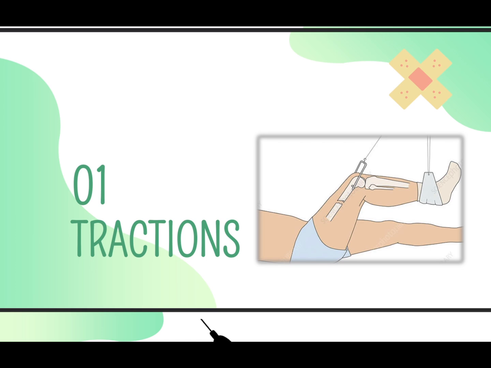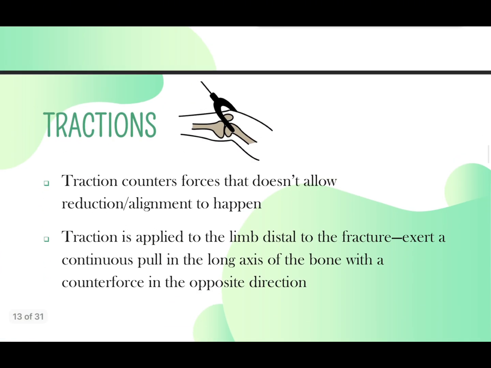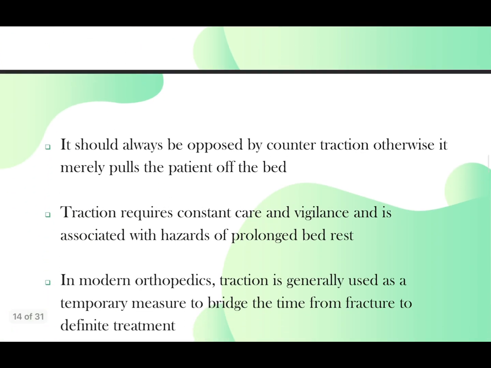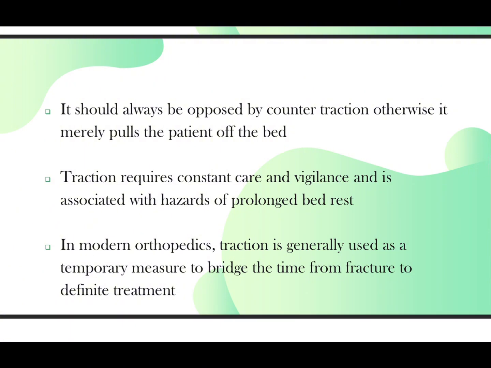Now let's talk about tractions. Tractions are basically the devices which counter the forces that do not allow the reduction or alignment to happen. Traction is applied to the limb distal to the fracture. It exerts a continuous pull in the longitudinal axis of the bone with a counter force in the opposite direction. We should always note that traction must always be opposed by a counter traction system. Otherwise, it just pulls the patient off the bed, which we don't want, obviously.